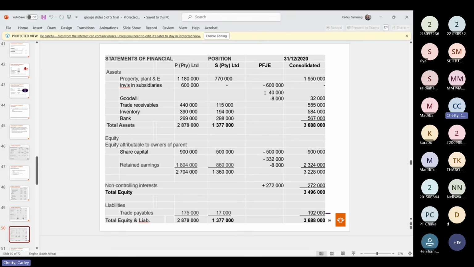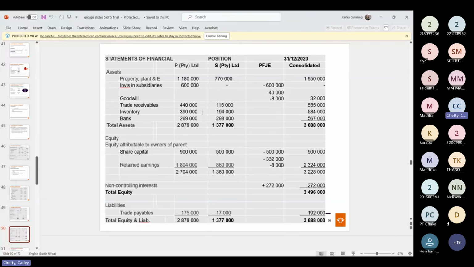Then remember, we had goodwill of 40,000, and then we had impairment losses of 4,000 rand in 2019 and 4,000 rand in 2020. This gives us a consolidated goodwill figure of 32,000. Then we have trade and other receivables. P's portion is 440,000 and S's portion is 115,000. And this will give us a consolidated trade receivables of 555,000.